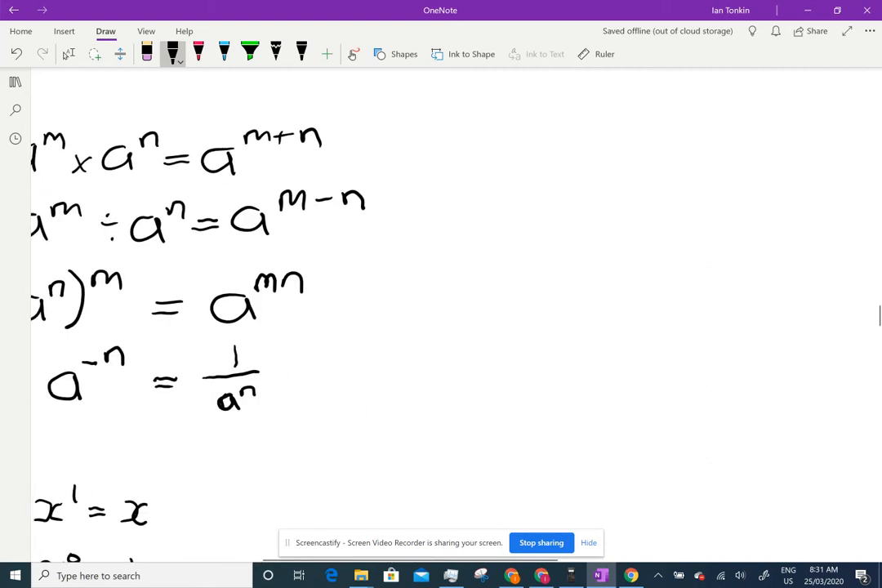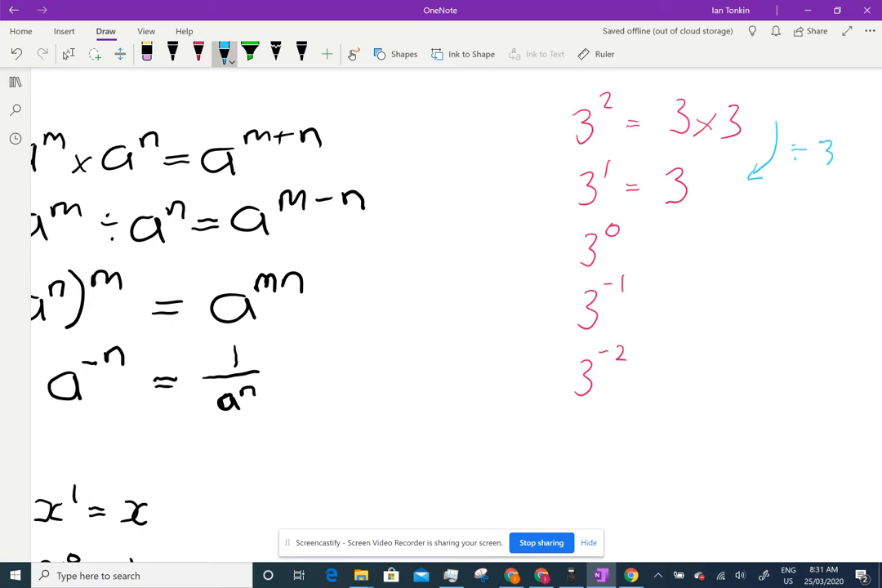How does that work? So let's have a look at an example. Let's take 3 squared. We're going to follow a pattern: 3 to the power of 1, 3 to the power of 0, 3 to the power of negative 1, 3 to the power of negative 2. Now, usually we would go up the pattern, but we can come down the pattern. We know 3 squared is 3 times 3, and I'm going to write it deliberately like that. To get to the next one, to go down this pattern, 3 to the power of 1 is 3. So how have I gotten there? I've divided by 3. Okay, so let's follow that pattern.